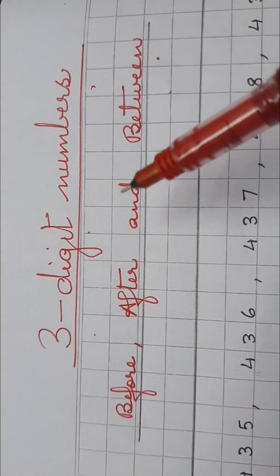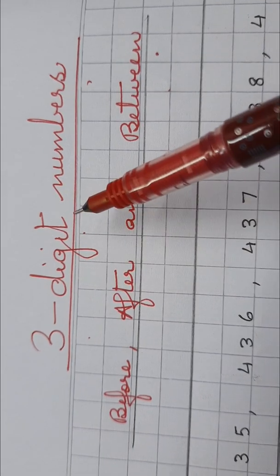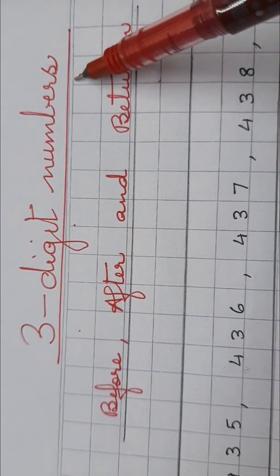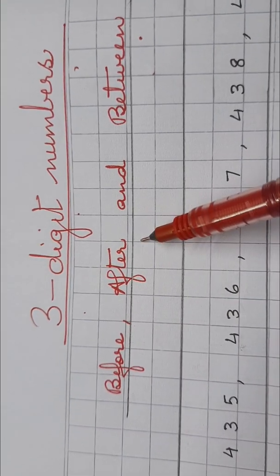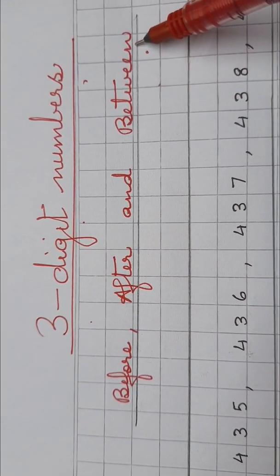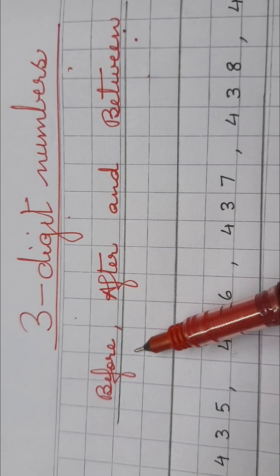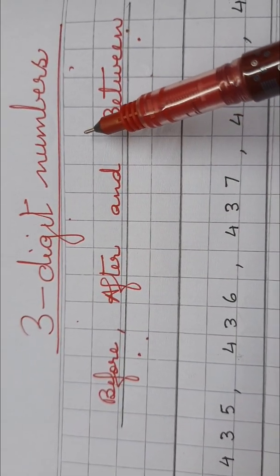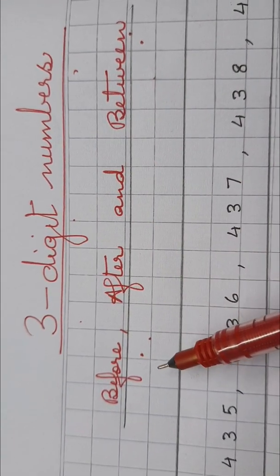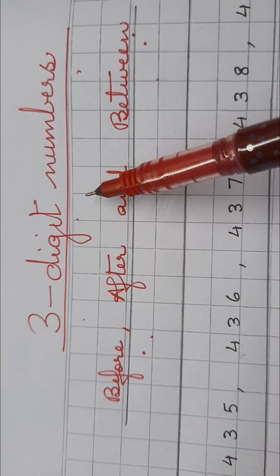Dear children, today we will continue with 3-digit numbers with the topic before, after and between. This topic you have done with 2-digit and 1-digit numbers. Now today we will continue it with 3-digit numbers.